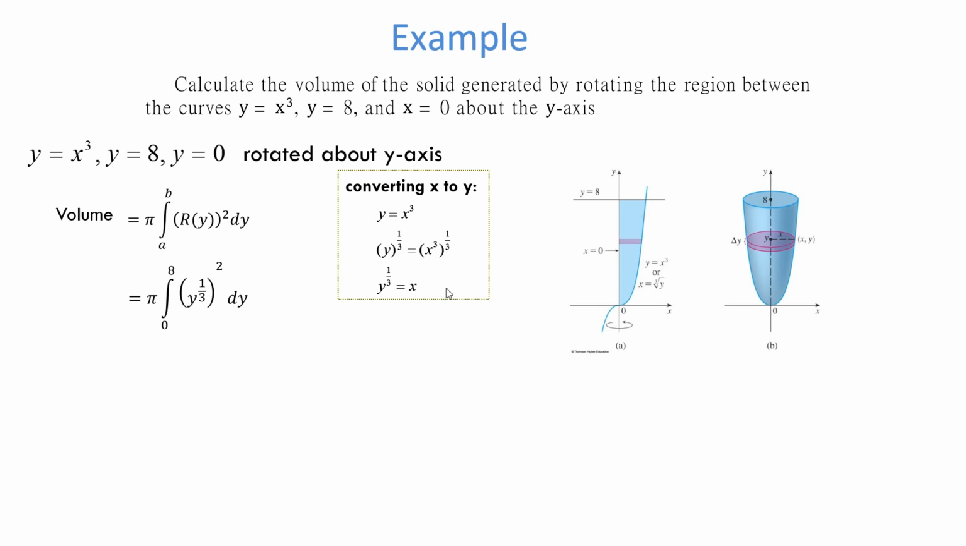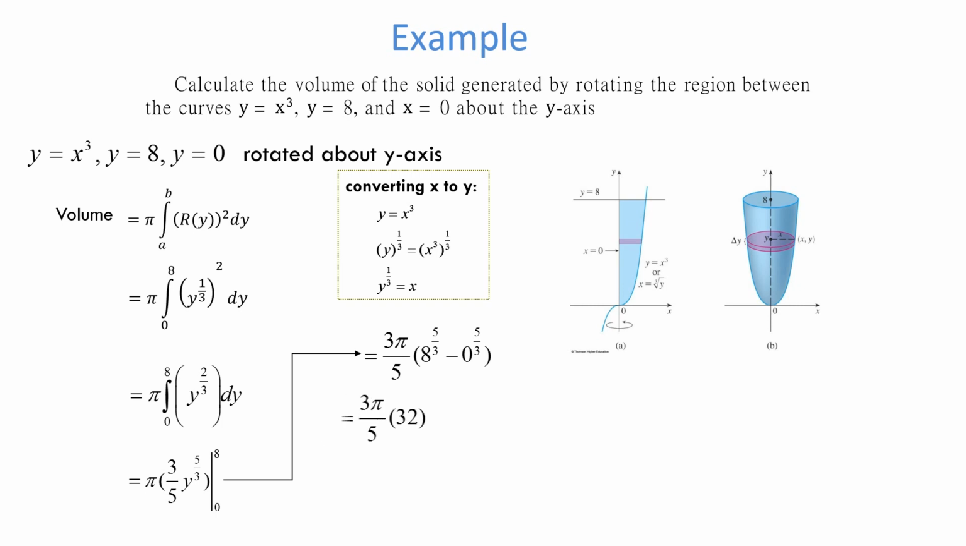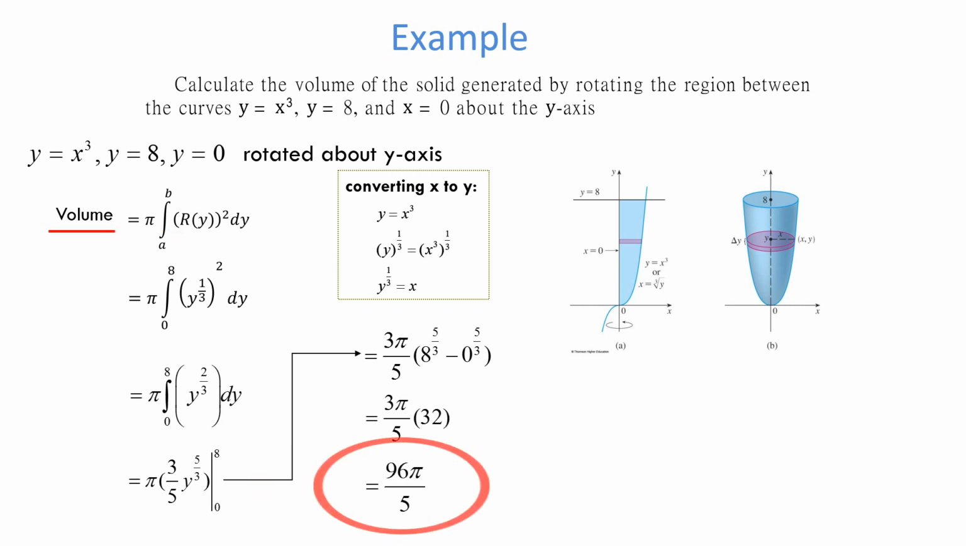So here are the manipulations. You can evaluate this integral, and the volume of this solid of revolution is equal to 96π/5. You can verify this by doing these easy integration steps.